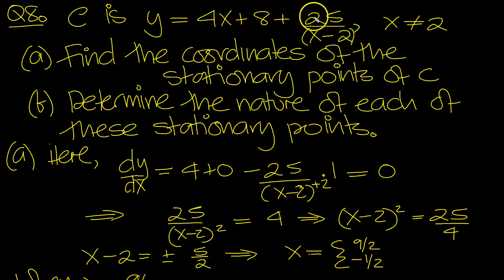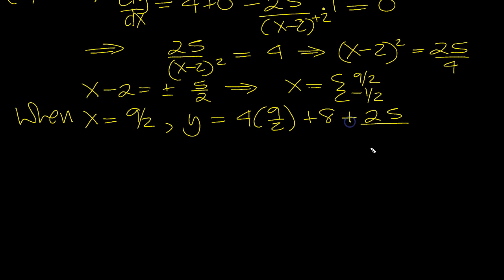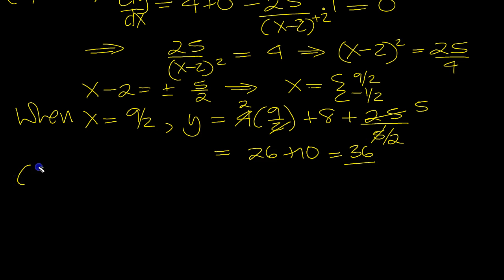It's 4x plus 8 plus 25 over (x - 2). Plus 25 over x minus 2. 4.5 take 2 is 2.5, which is 5 over 2. So we end up with y equals, the twos cancel, 18 plus 8 is 26. The 2 swings up to the top, the 5 will cancel, and then the 2 swings up to be with the 5 to make 10. 36. So (9 over 2, 36) is one answer.